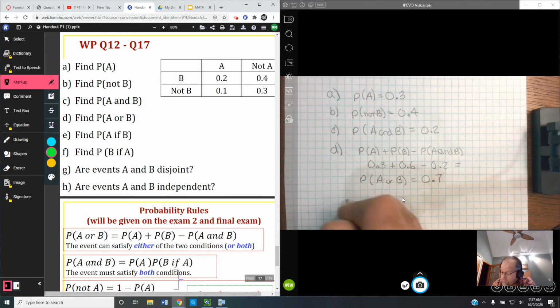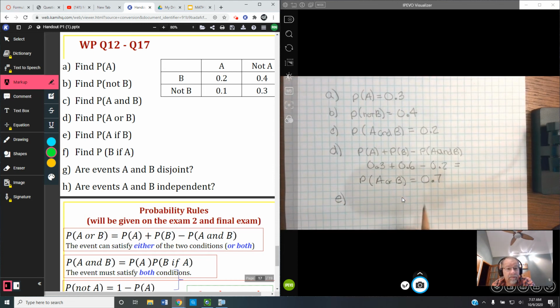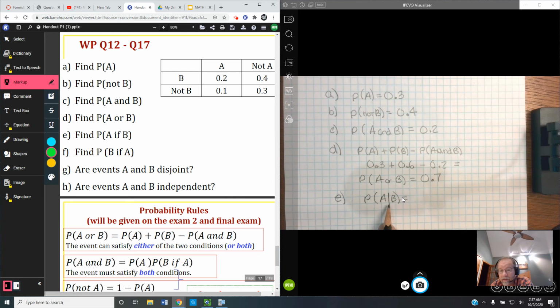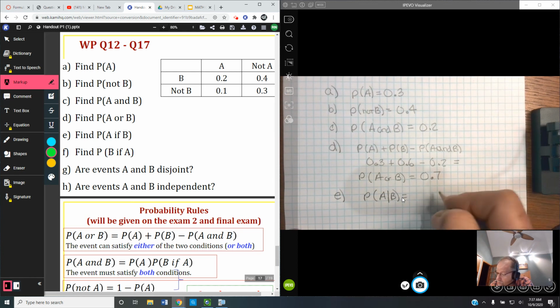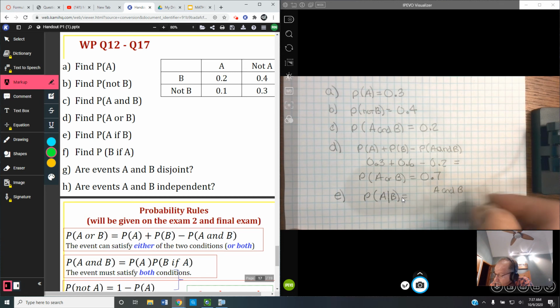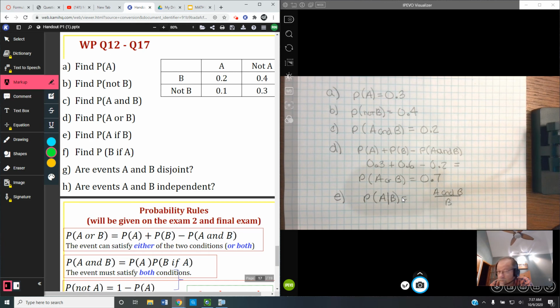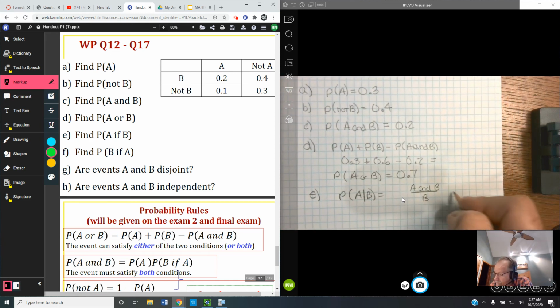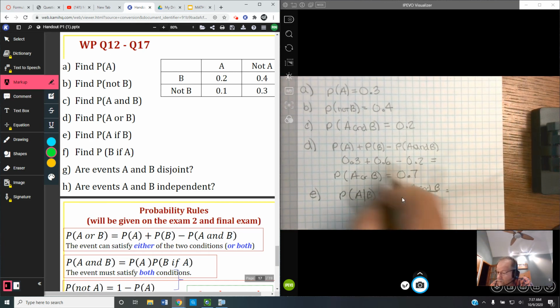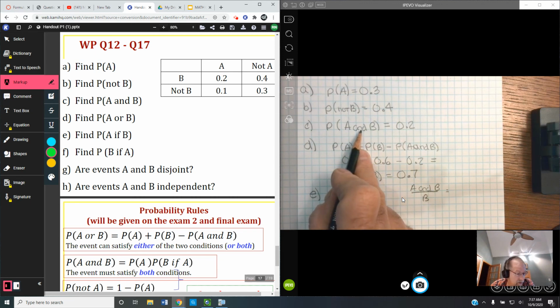Letter E. This is an if statement. So in letter E, I have probability of A if B. So I'm going to write that down. Probability A given B. So again, of these two, let's do A and B divided by the probability of this one. A and B, 0.2.